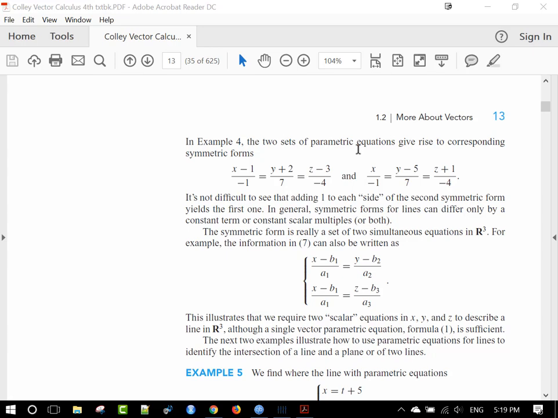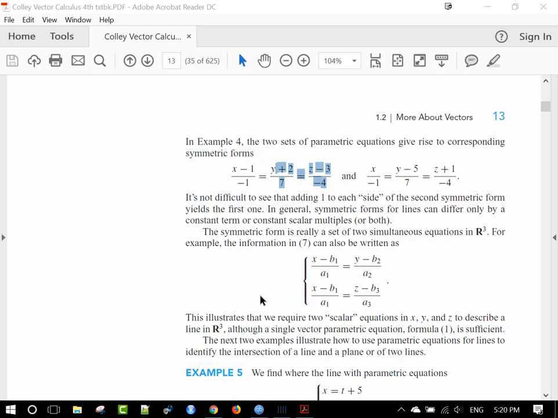Then she mentions that the symmetric form is actually 2 sets of equations. So we have this equals this, and then we also have this equals that. So that's 2 equations, which she writes like this and like this. And she says this illustrates the fact that, as we expect, when we're in R3, in order to get the equation of a line, you're going to need two equations. One equation gives you a plane, and another equation gives you a plane, and then the intersection of those two planes will be the line.